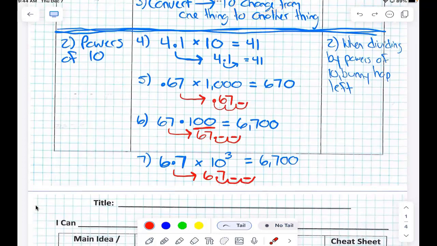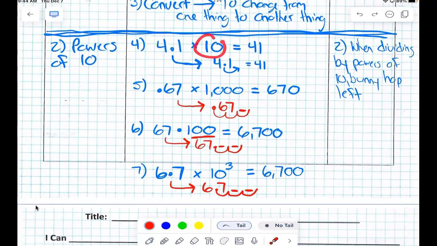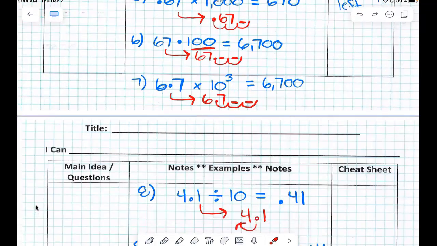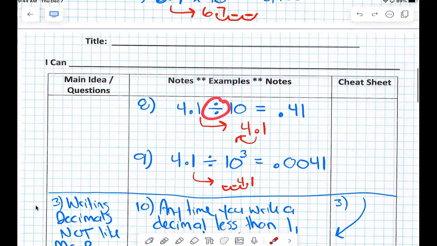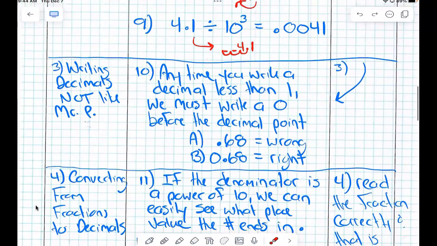All right, so powers of 10. You guys know all about powers of 10, right? If I'm multiplying by a power of 10, I bunny hop to the right. If we're dividing by a power of 10, we bunny hop left, because multiplication and division are opposite. So it makes sense that if you multiply and bunny hop to the right, you divide and bunny hop to the left, right? Yes.